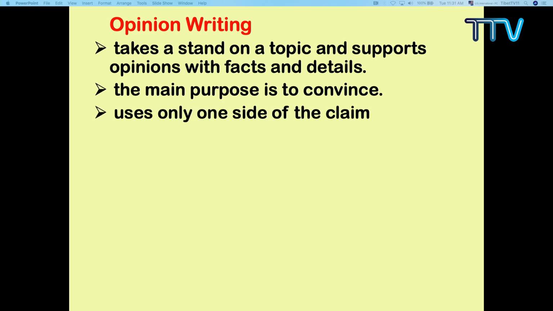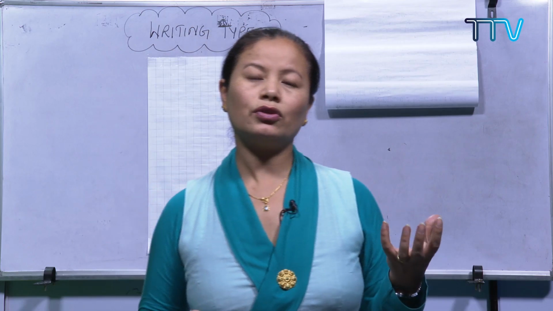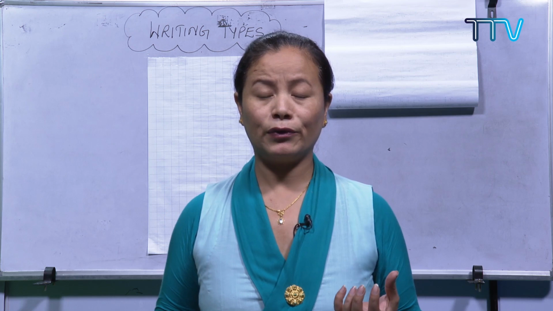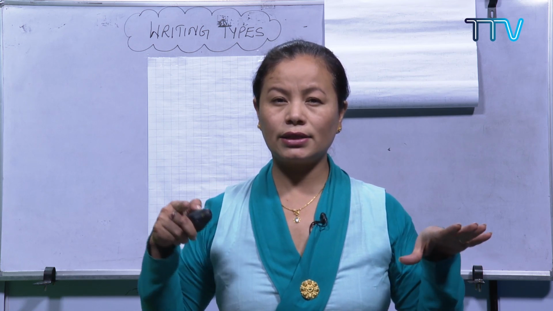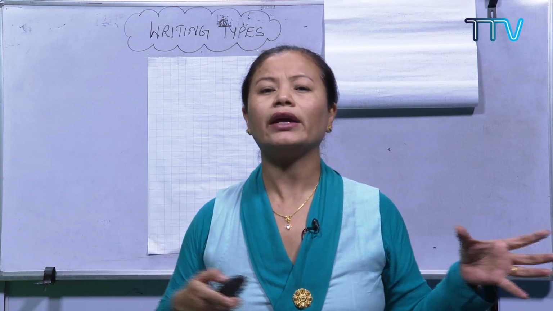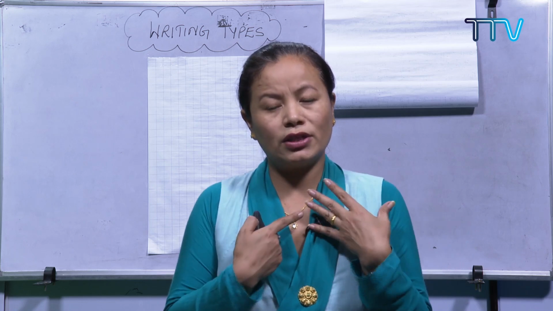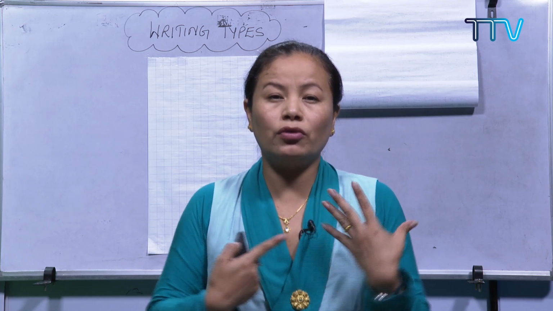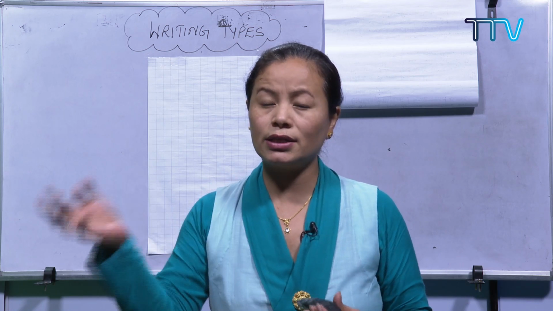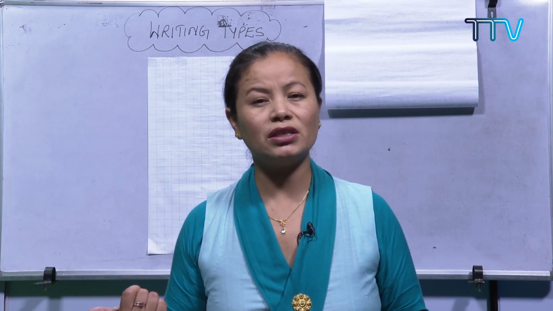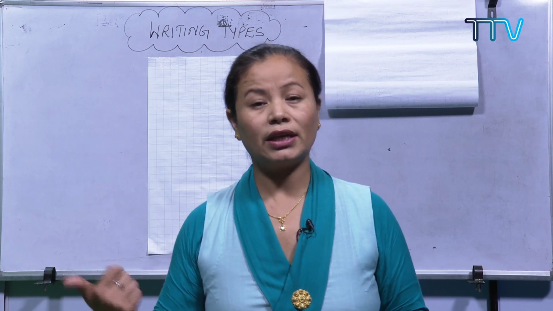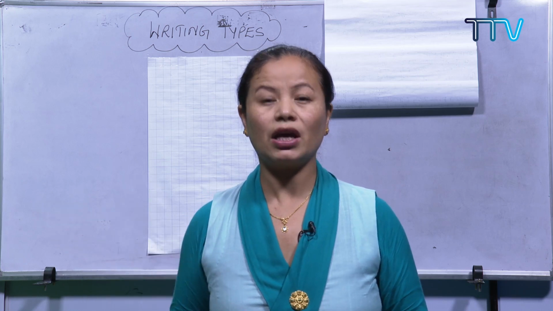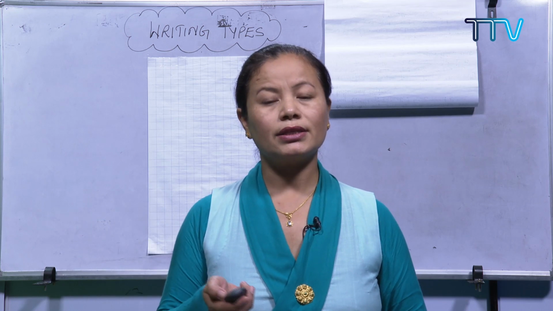It uses only one side of the claim, like I told you this morning. In opinion writing, we don't talk about a counterclaim, right? We are looking at just one angle, one side of the thing. That is your opinion, your argument. You are not thinking about the other side, whereas in argumentative writing, you have to take that into account as well.